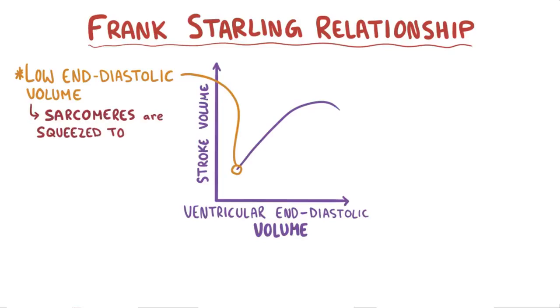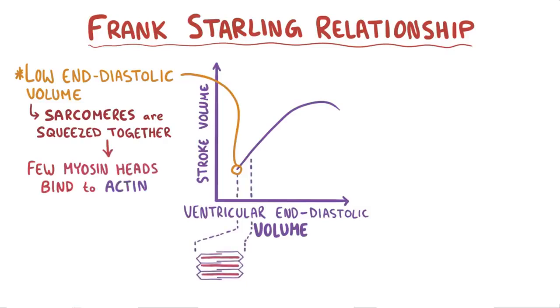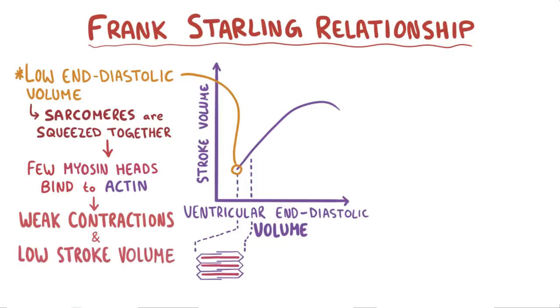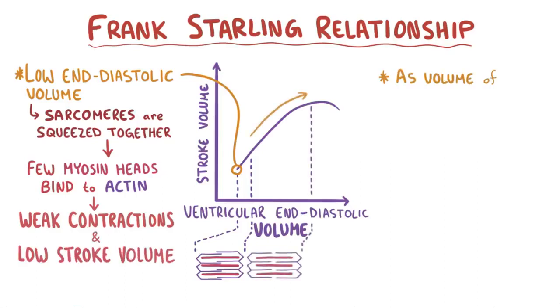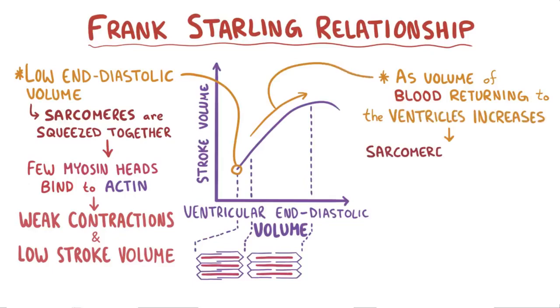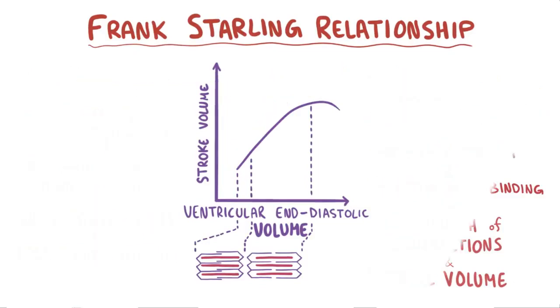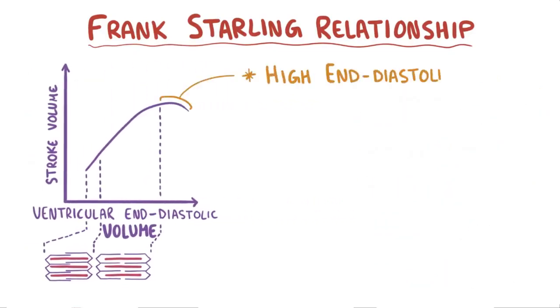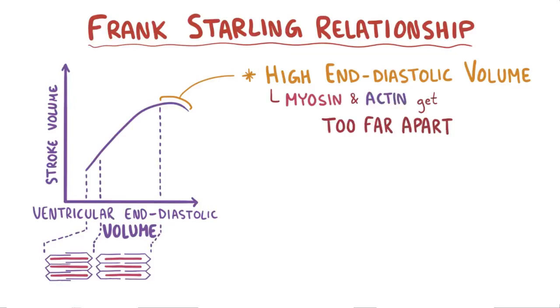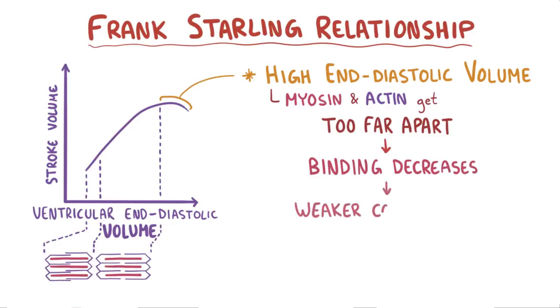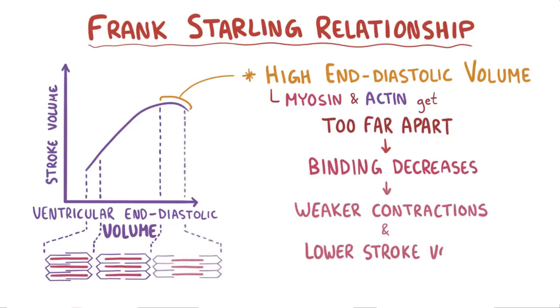So sarcomeres are squeezed together with very few myosin heads binding to actin. This results in a weak contraction during systole and a low stroke volume. As the volume of blood returning to the ventricles increases, sarcomeres stretch, and there's more myosin actin binding, so a greater strength of contraction is achieved and stroke volume rises. That's true until the end diastolic volume becomes too high, and the myosin and actin get too far apart, which causes the amount of myosin and actin binding to decrease, which results in a weaker contraction, so the stroke volume falls off again.